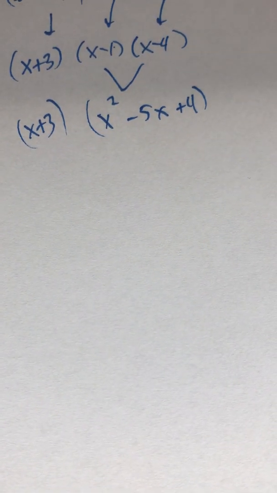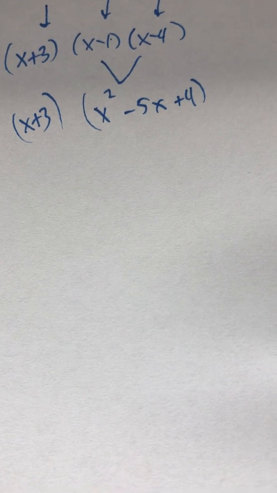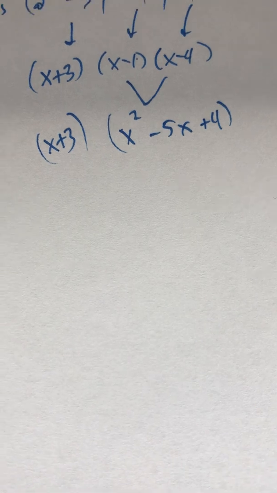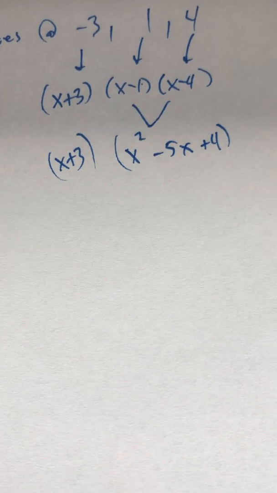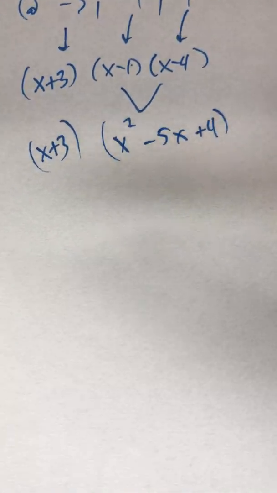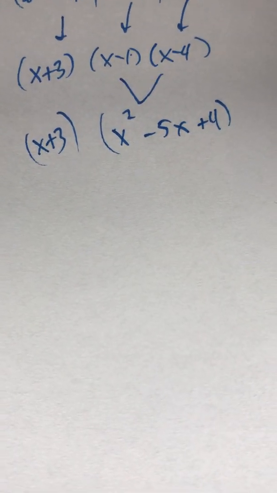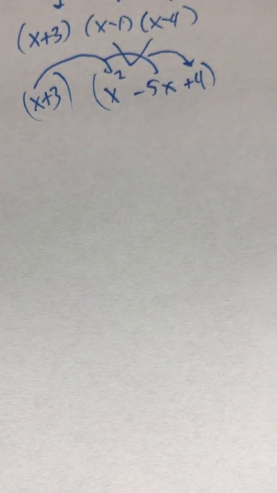All right, and so all we're going to do here is just like with FOIL. Remember, FOIL isn't actually a process. It's just an acronym to help you not forget any steps. But as we stated, FOIL is just the distributive property done twice, and we're going to do the same thing here. So all I have to do is take this x and multiply it to everything in this other one. So I've got to take this x and multiply it to this trinomial.